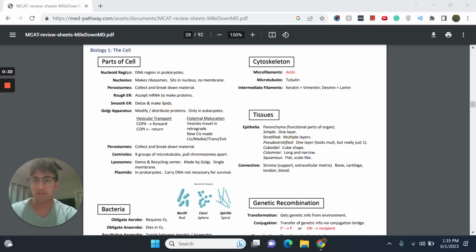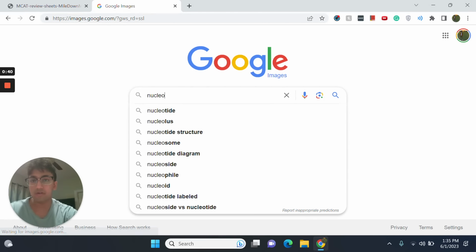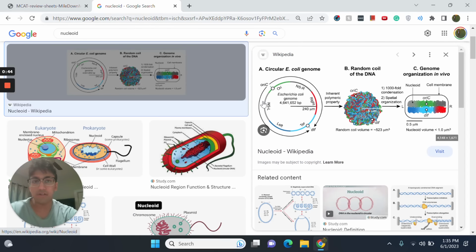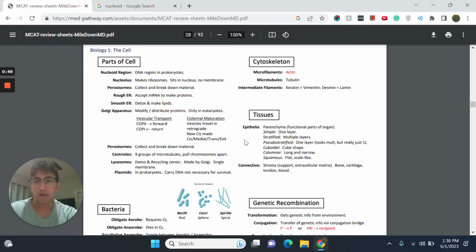So the first thing is parts of the cell. The nucleoid is the DNA region in a prokaryote. It's really important to know that prokaryotes don't have a nucleus. They have nucleoids, and nucleoids are a region where most of their DNA can be found. The next thing is the nucleolus. These are in eukaryotes, within the nucleus, but they don't have a membrane. And these are responsible for making ribosomes.